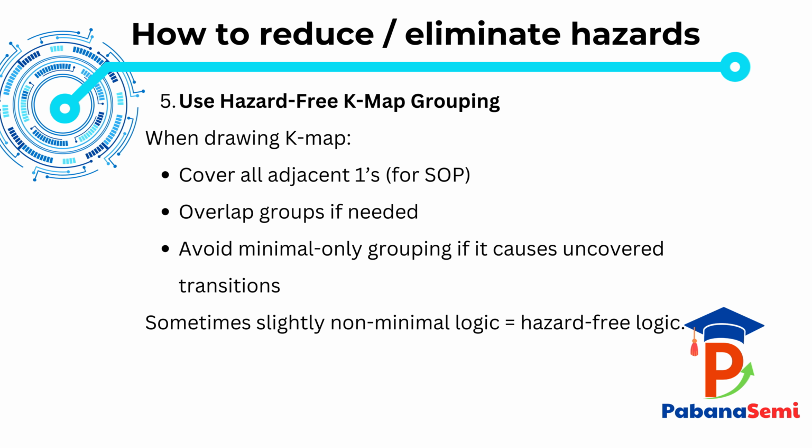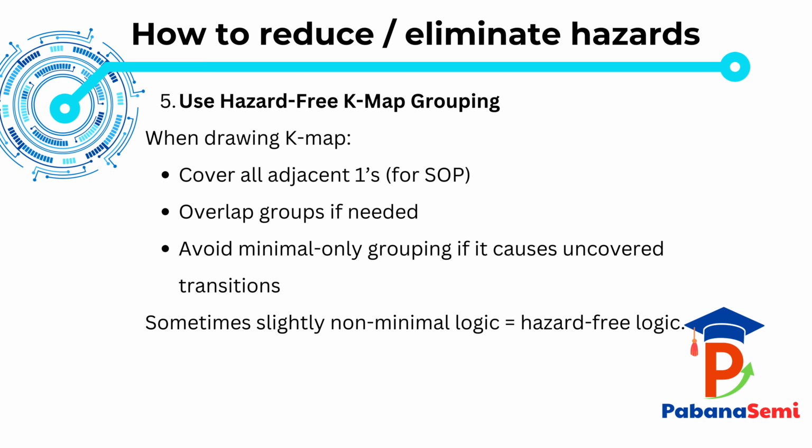Let's talk about another very important technique, hazard-free K-map grouping. When we draw a Karnaugh map, our usual goal is to get the minimal expression. But minimal logic is not always hazard-free logic. For SOP implementations, we must make sure that all adjacent ones are covered properly. If two adjacent ones are not included in a common implicant, a transition between them can create a static 1 hazard. Sometimes we need to overlap groups intentionally.